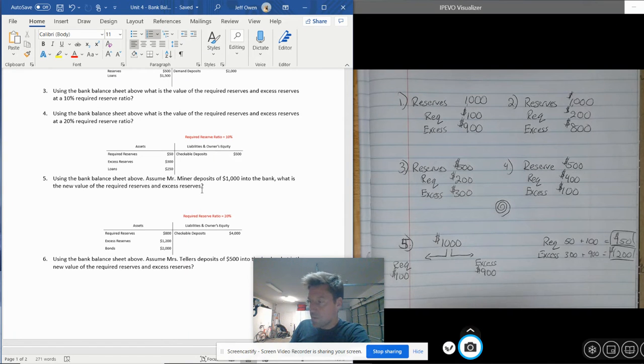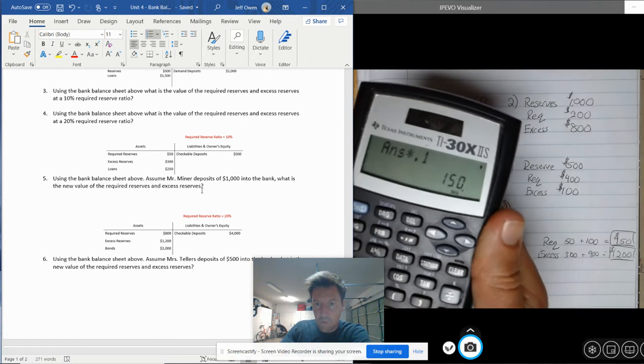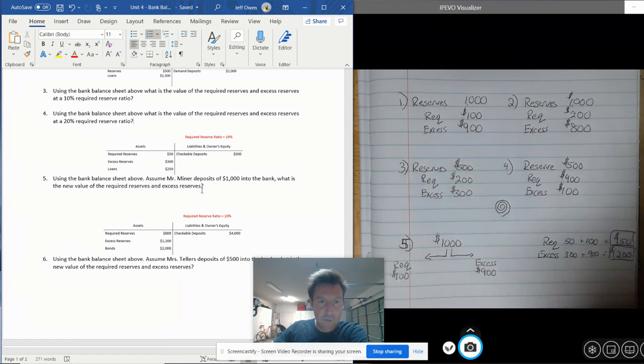1,000, the deposit from Mr. Minner, went into the checkable deposits account that had 500 in it right now. So 1,000 plus 500. And let's multiply that by 0.1 to see what our required reserve ratio is on $1,500 at 10%. And it's 150. So we checked our work, we're good to go.